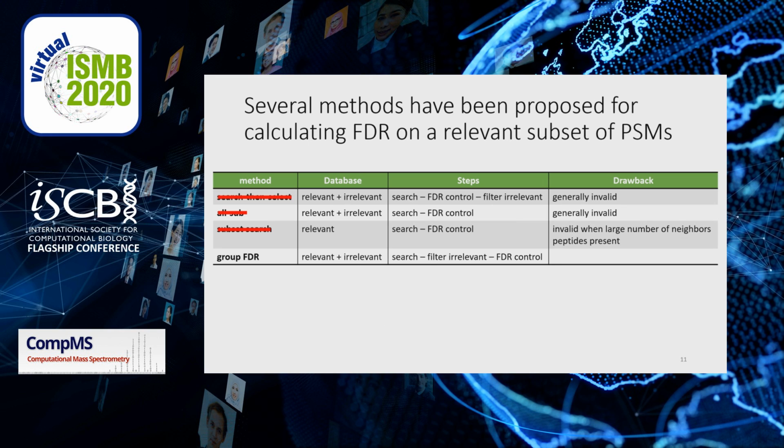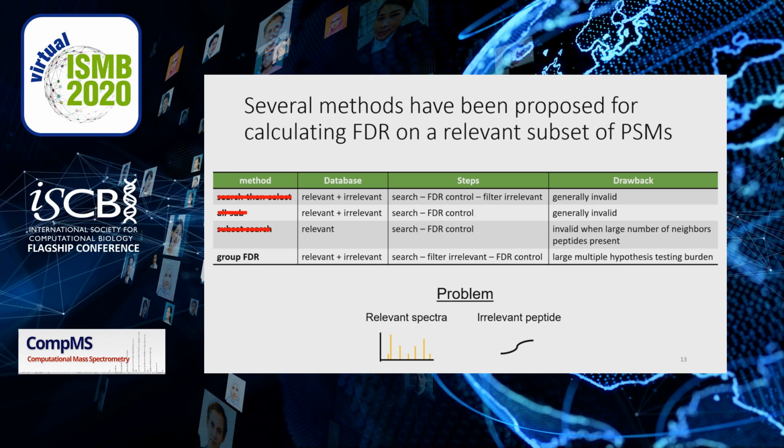So with subset search being invalid, we are now left with group FDR. Group FDR does properly control the FDR on a relevant subset of PSMs. It, however, doesn't explicitly consider neighbor peptides. It does implicitly. Another problem with group FDR is that it has a large multiple hypothesis testing burden.